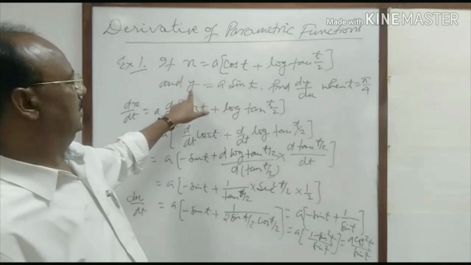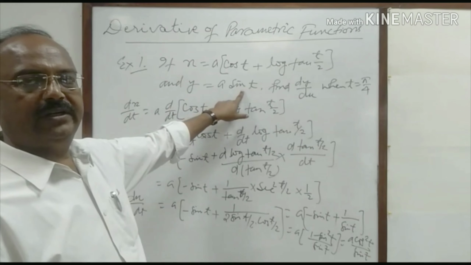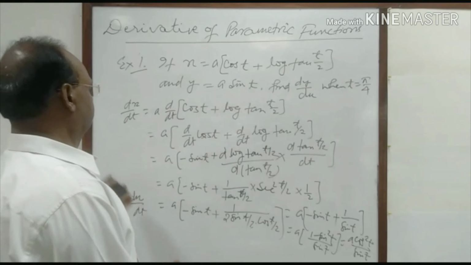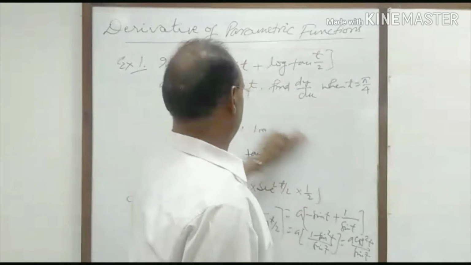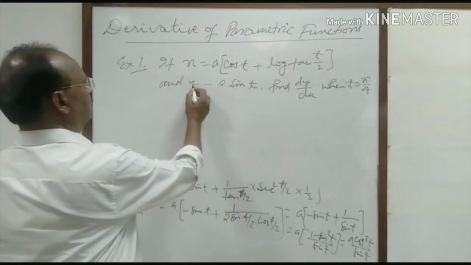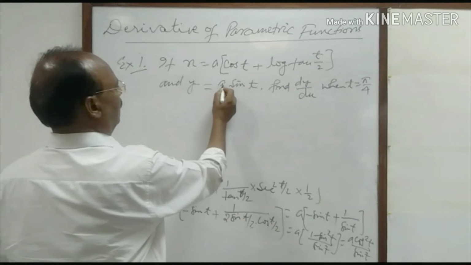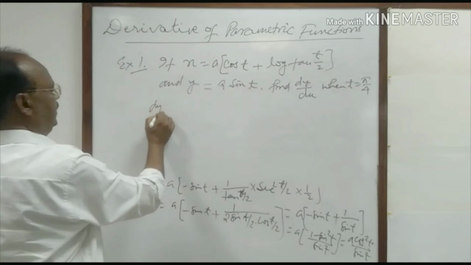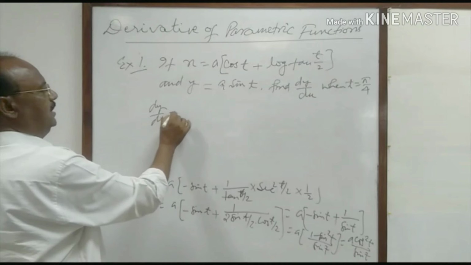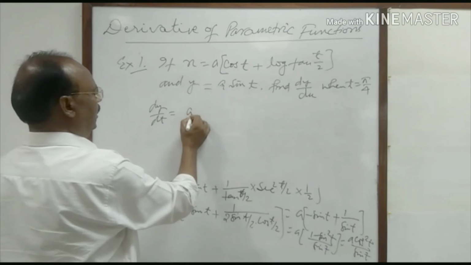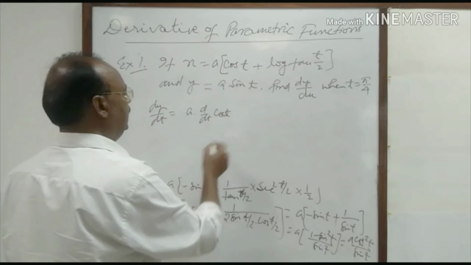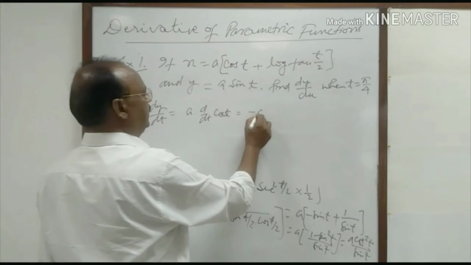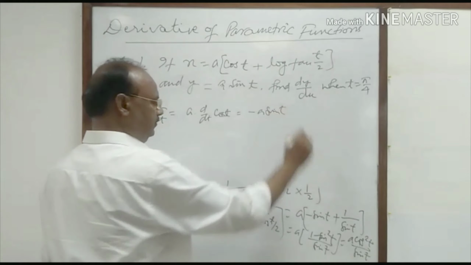Now, with the help of this expression, we will get dy by dt. This is y. So derivative of y with respect to t is equal to a d/dt of cos t, and this is equal to minus a sin t.